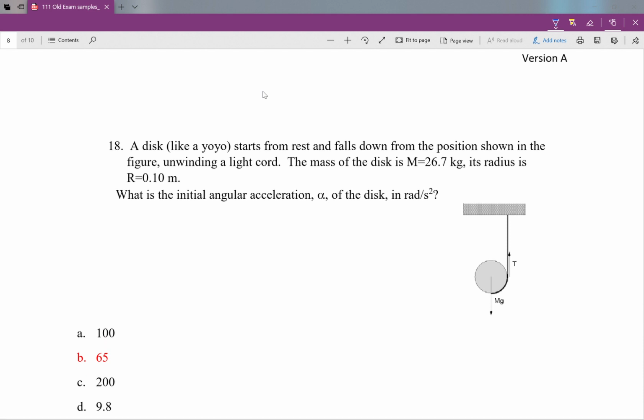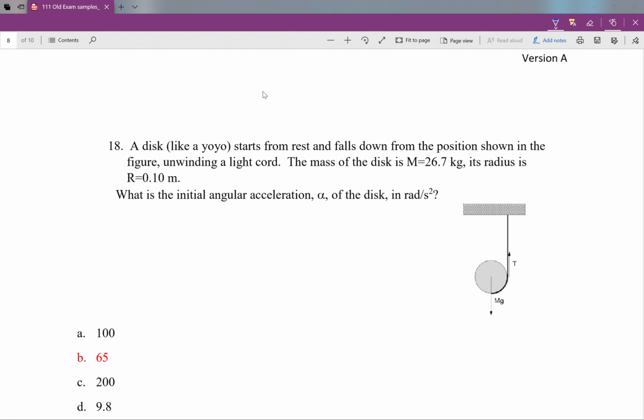Okay, for this question, a disk like a yo-yo starts from rest and falls down from the position shown in the figure, unwinding the light cord. The mass of the disk is m equals 26.7 kilograms. Its radius is r equals 0.10 meters. And so what is the initial angular acceleration alpha of the disk in radians per second squared?